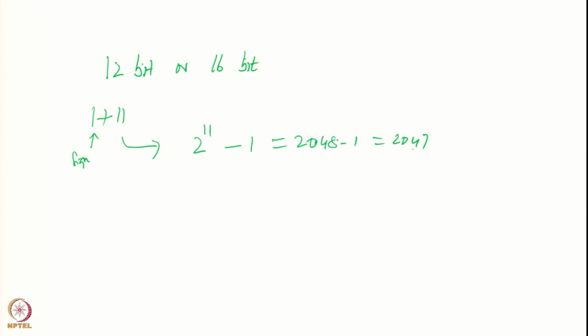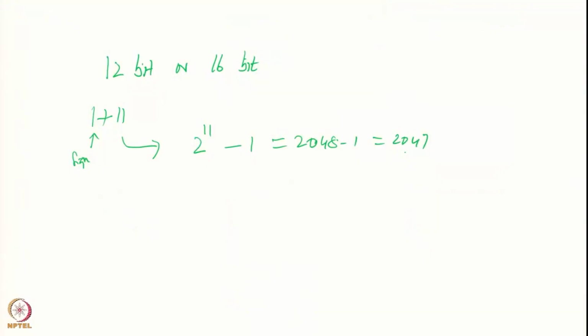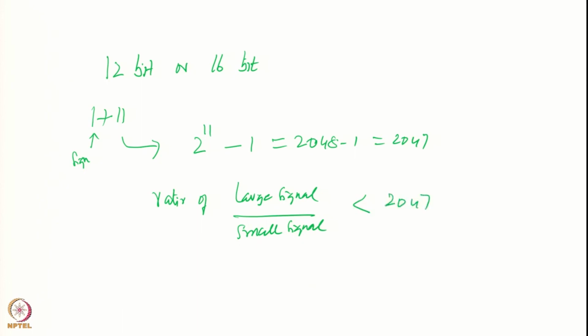Or let us say if you scale it, for some reason you have a possibility of scaling it down, I multiply everything by a scaling factor like 1 by 5 or 1 by 10 or something, that is a scaling factor. Even so, that scaled number should be less than this. In other words, the ratio of large signal to small signal should be less than 2047. Then the whole thing will be represented, and this is where the problem comes.